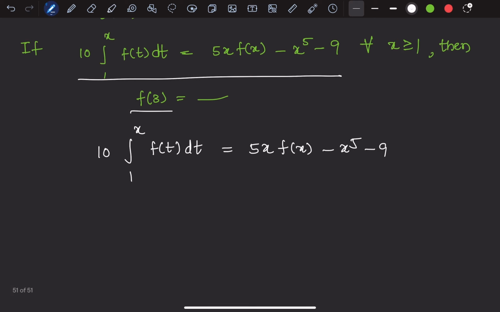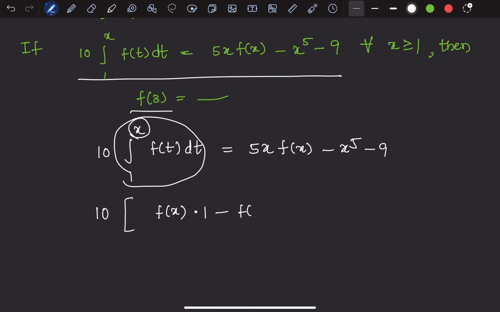So you can differentiate this equation on both sides. To differentiate this, you have to use the concept of differentiation under the integral sign. So how do we do that? Put the upper limit in the place of t and then take the derivative of the upper limit, which is 1, minus put the lower limit in place of t and then take the derivative of the lower limit.